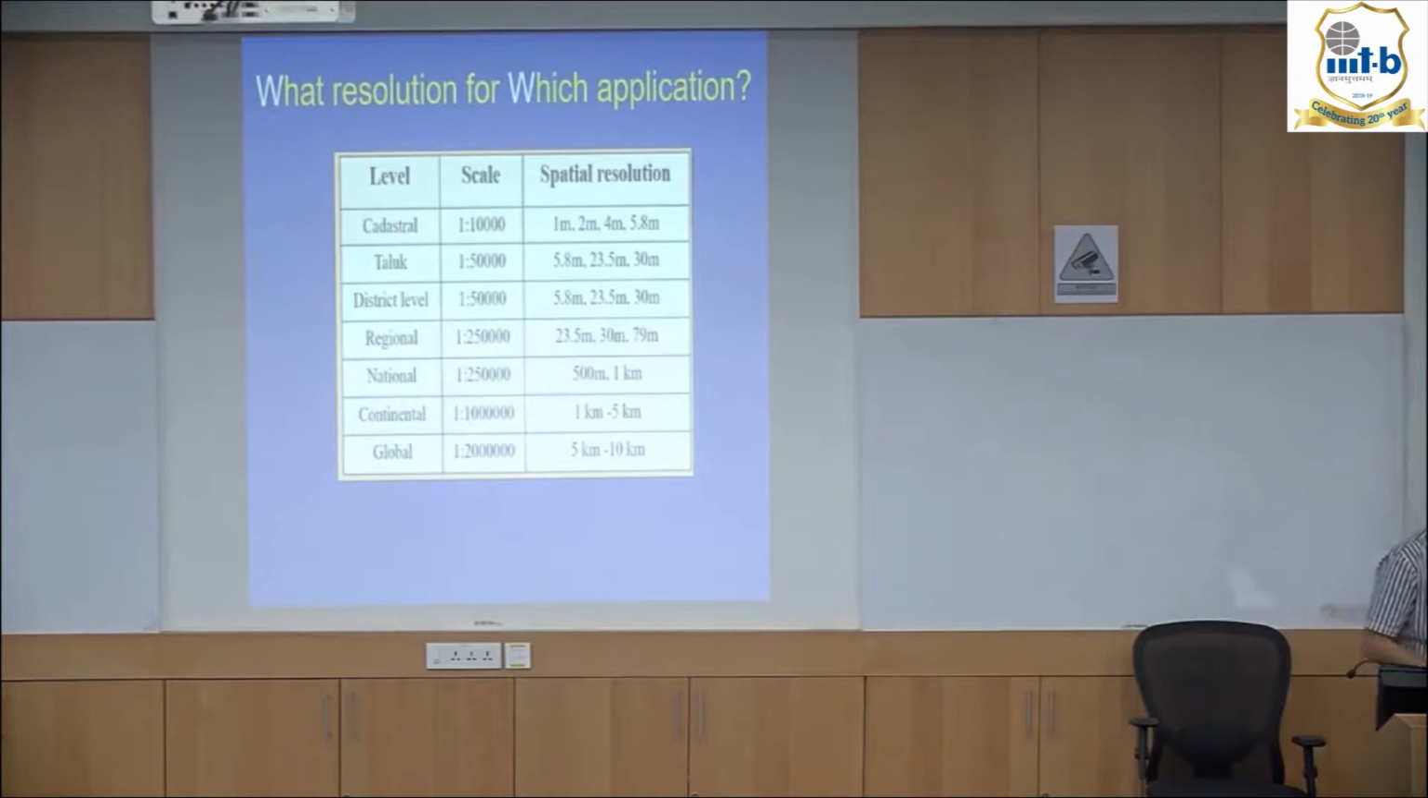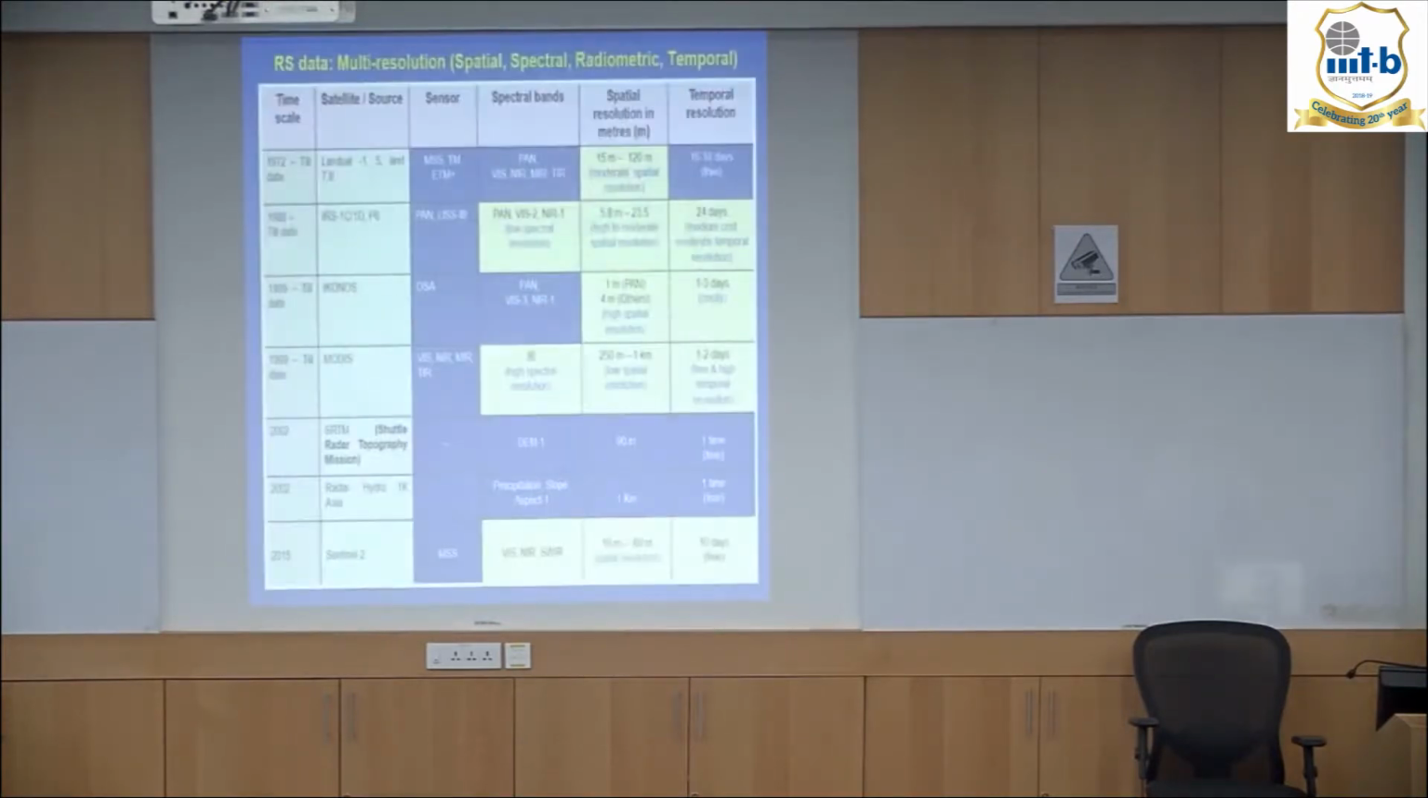Okay. Google uses mostly Landsat data in Google Earth. They are also using Planet from Planet Earth, and they pay for it. But until very recent times, they were using the Landsat data.